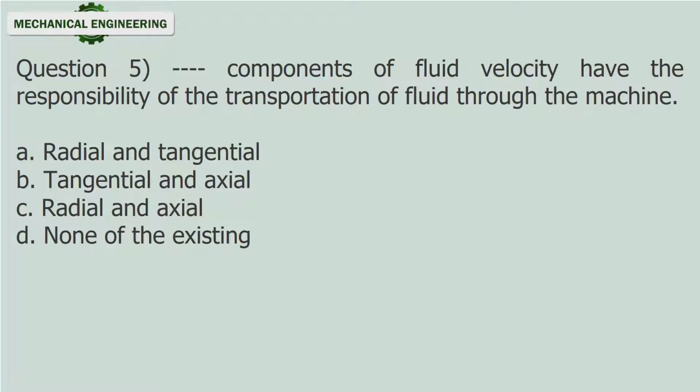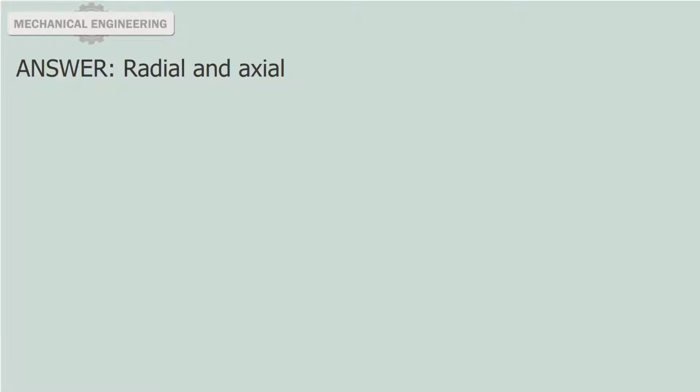Question 5, fill in the blank, components of fluid velocity have the responsibility of the transportation of fluid through the machine. A. Radial and tangential. B. Tangential and axial. C. Radial and axial. D. None of the existing. Answer, radial and axial.